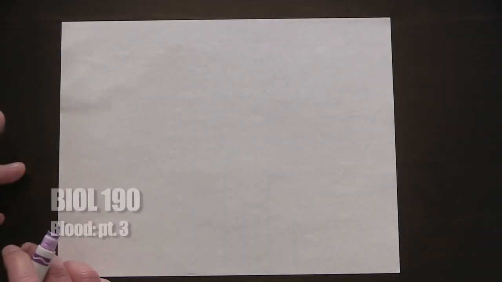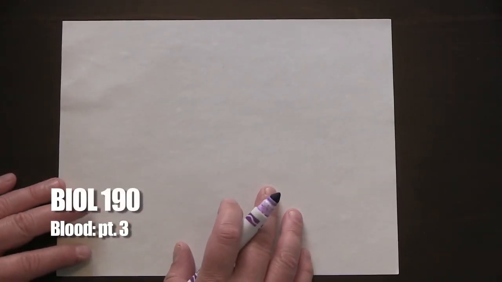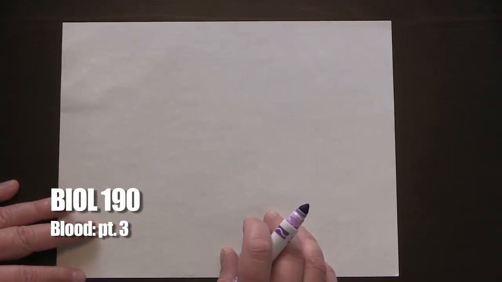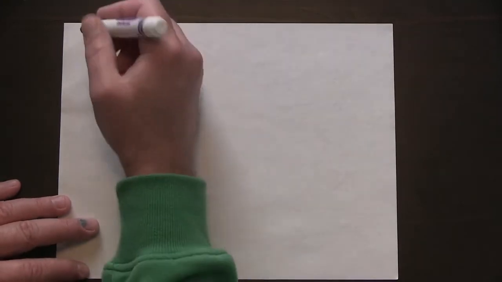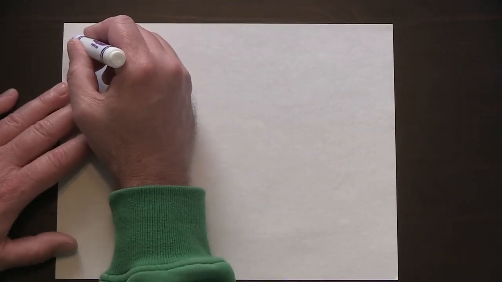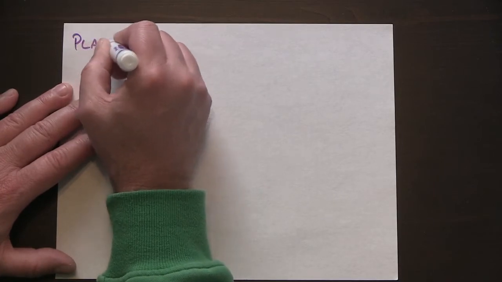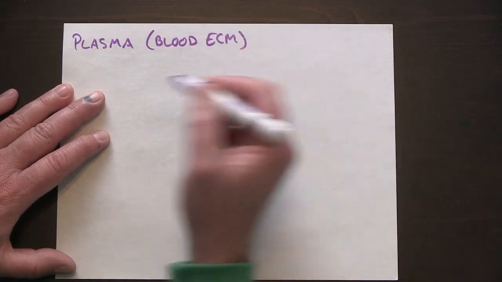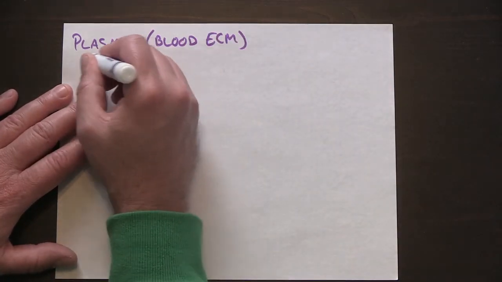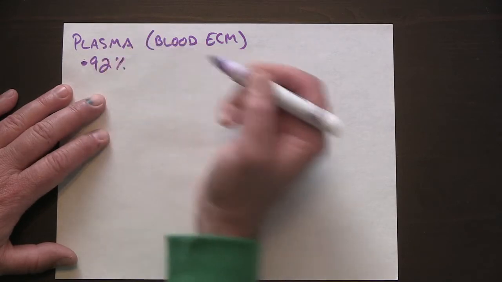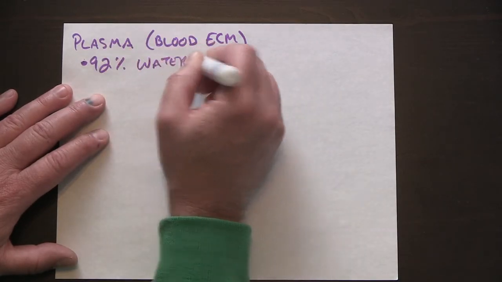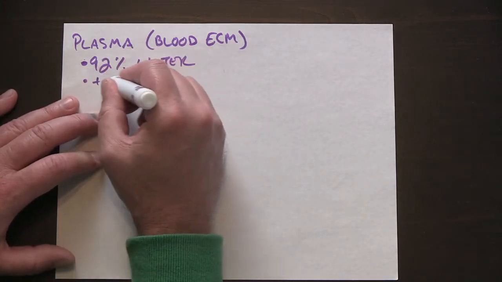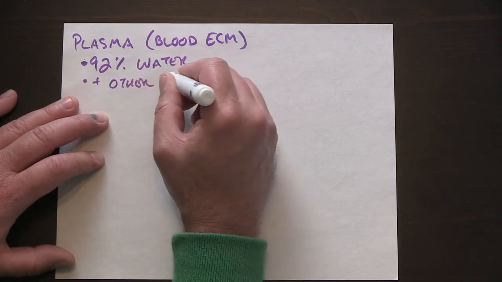So now, remember, this is connective tissue, so it's their living parts, the cells that are floating or reside in an extracellular matrix. And in blood, the extracellular matrix, as we talked about, is plasma. Extracellular matrix. And it's about, that's a kind of a bullet point, 92% water. And plus it's got a variety of substances. We'll talk about them.